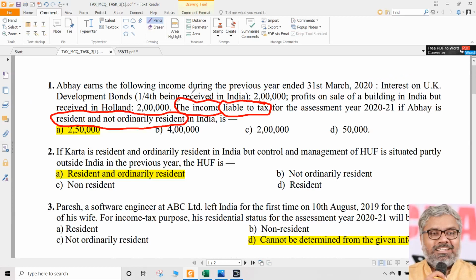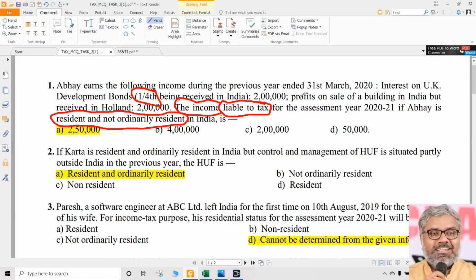Okay, first point. Interest on UK development bonds. UK development bonds will be in UK. You cannot say, I assume UK development bonds are in India, that is nonsensical. So that is not in India. So that is definitely some interest related to income outside India, that is 2 lakhs. But normally it should not be taxable, but 1/4 is being received in India. So in 2 lakhs, 1/4 means 50,000. So 50,000 will be taxable definitely for RNOR. So keep that aside. 50,000 is definitely taxable.